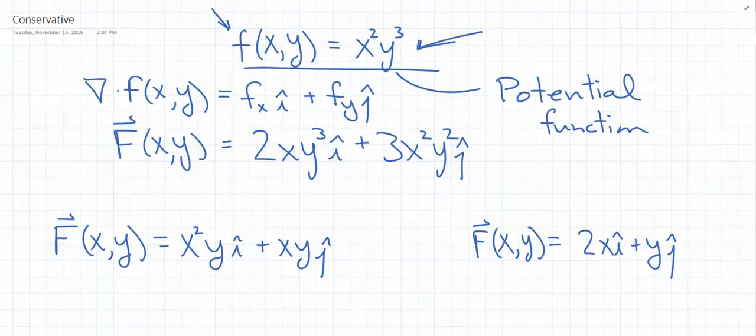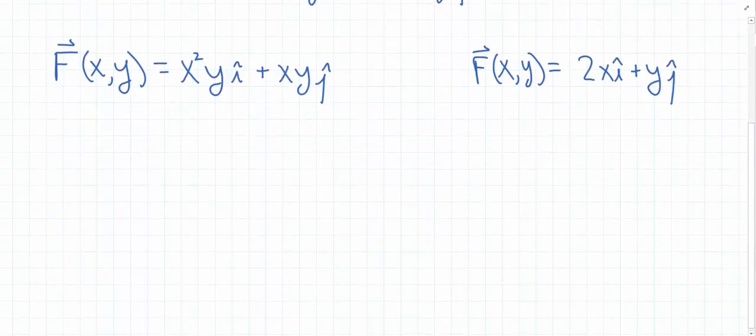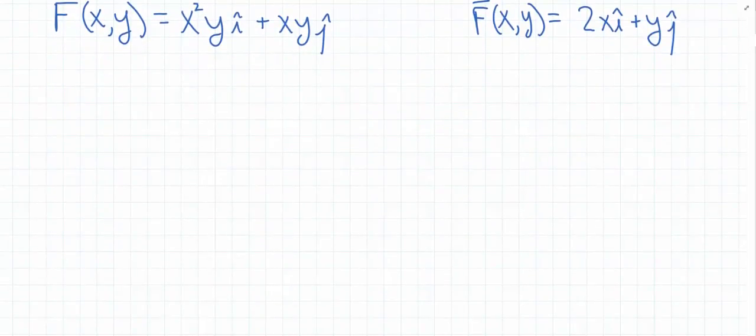Okay? Now, we need to find a test for determining if something is conservative or not. In other words, we need to be given a vector field and know with a simple test whether it is a conservative vector field or not. That's what we want to be able to do, because it's not always so easy to try to find a potential function. As you can imagine, it would require integration. Now, I want to show you a test, and then I want to show you why this test works.